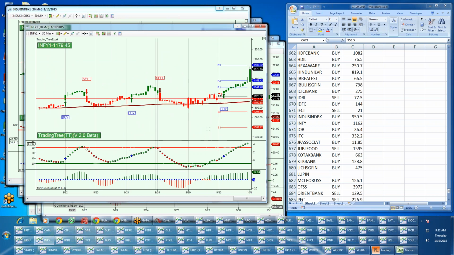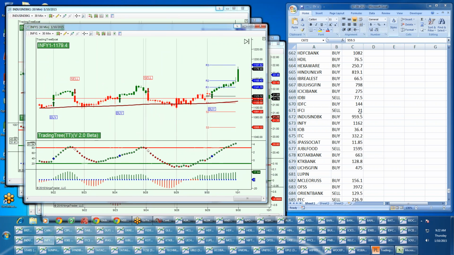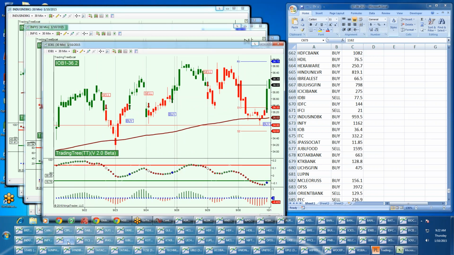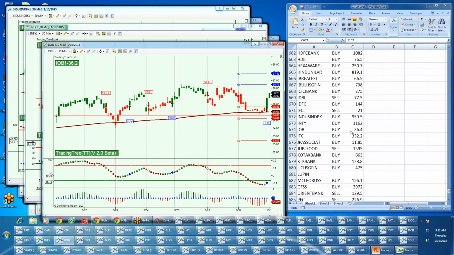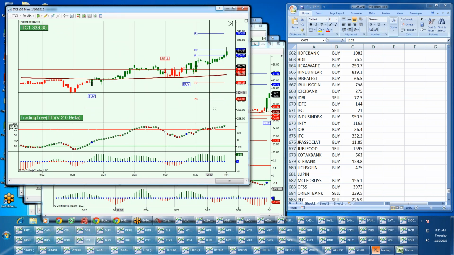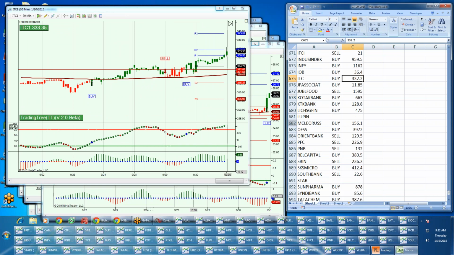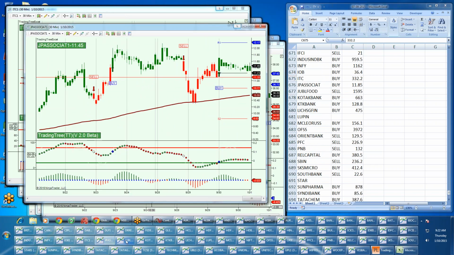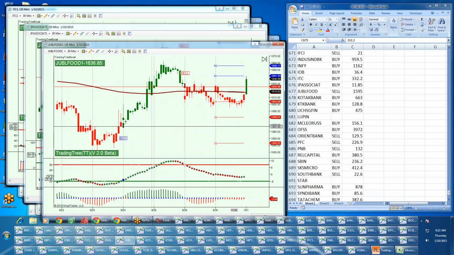So Infosys has gone up. So Infosys, we have a buy at 1162. It's 1179, 1180 almost. IOB, we have a buy at 3640. Now it is at 3620. So the FMCG pack seems quite interesting today. ITC, we have a buy at 332. That's JP Associates. Jubilant Food will get a buy call now. So FMCG seems to be up.